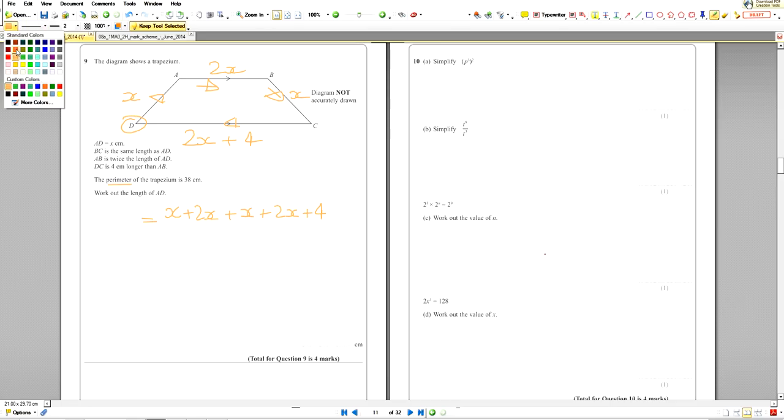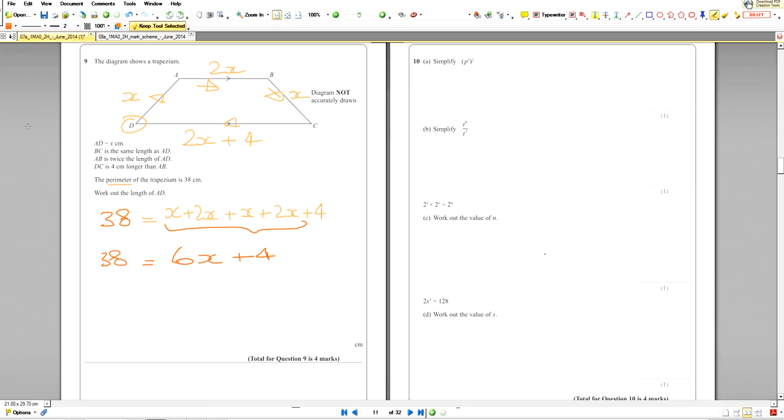Okay, let's get another color. So we can put here 38. Are we happy with that? Now we need to simplify all these x's first of all. So all of those x's will give us what? 6x plus 4 is 38. Now we need to start solving this and work out the value of x.